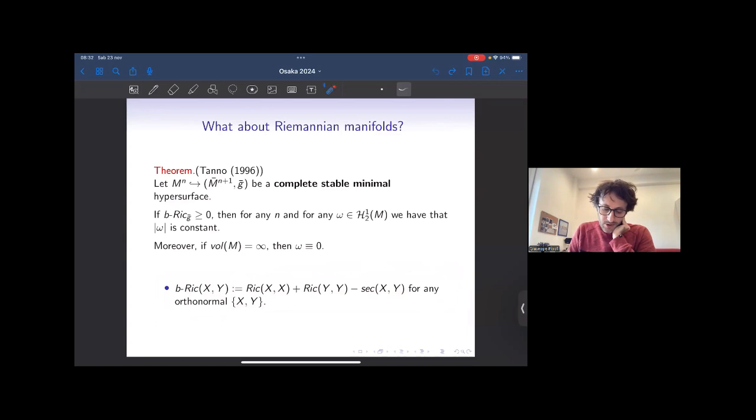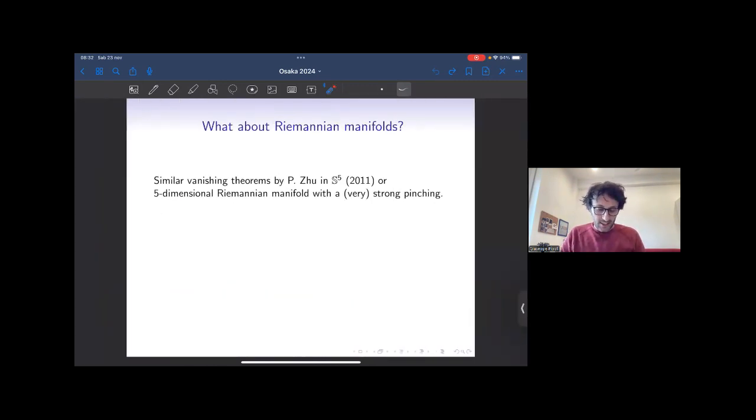So Tanno proved that if the B-Ricci of the ambient space is non-negative, then for any harmonic integrable one-form, the length of any such form is constant. Moreover, if the volume of the minimal hypersurface is infinite, then we have, as before, a vanishing of this group, because any such form is trivial. Okay, but once again, my colleague Francesco Bei and I were interested in trying to do similar results for the other exponents p, not only one. And okay, we will see. There are some other related results in the literature. For example, Zhu studies the similar problem in the round sphere, or in five-dimensional Riemannian manifolds with a very strong pinching.